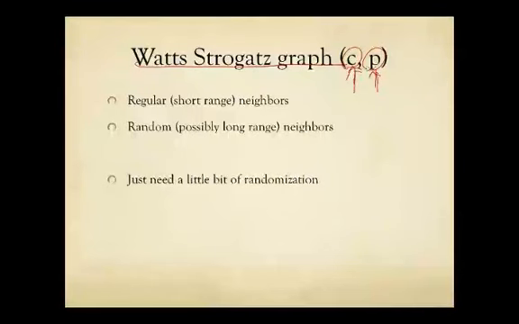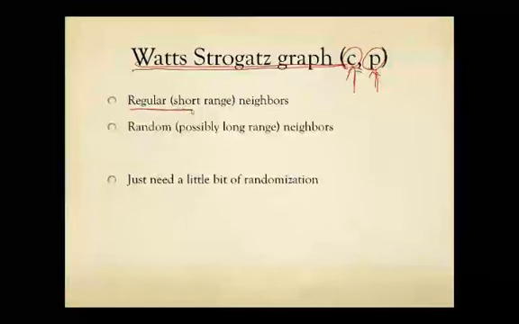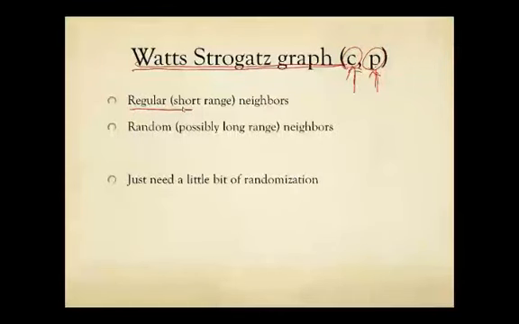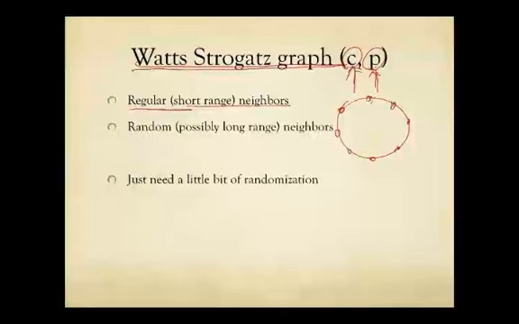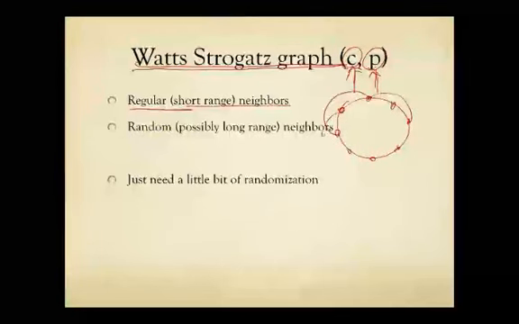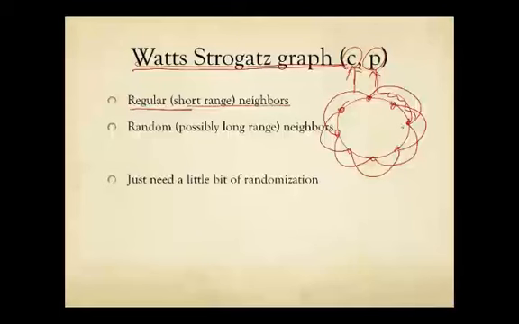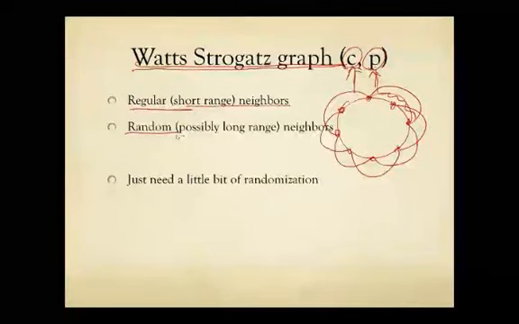We start out constructing a Strogatz graph by constructing a regular graph. Okay, so you got a lot of short-range neighbors, just like before. These are the nodes, and you can add a few more short range. And then here's the randomization step.